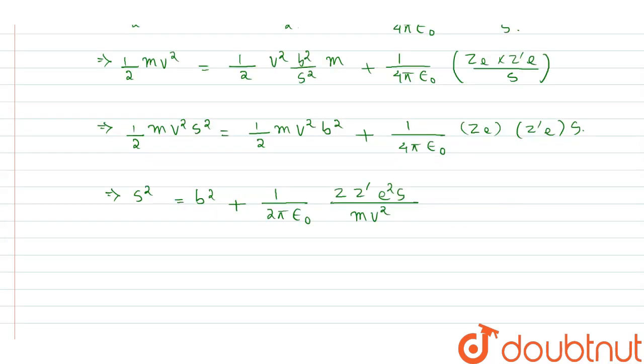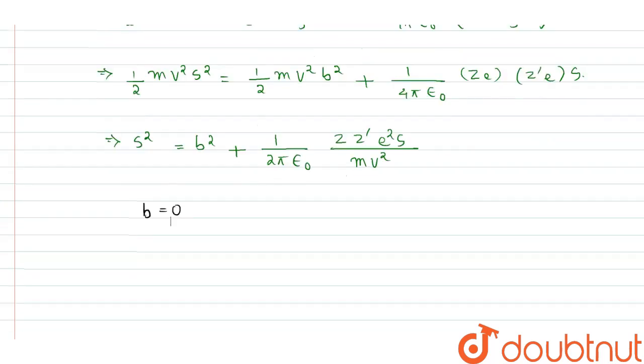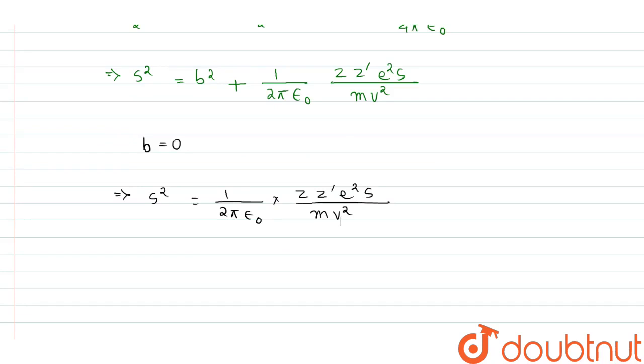In the question, it is given that for a head-on collision, the value of b equals 0. Therefore, in the above equation, we put b equals 0, and we get s squared equals 1 by 2 pi epsilon naught into Z'e squared s by mv squared. Here s and s cancel, therefore we get the value of s equals 1 by 2 pi epsilon naught into Z'e squared divided by mv squared.